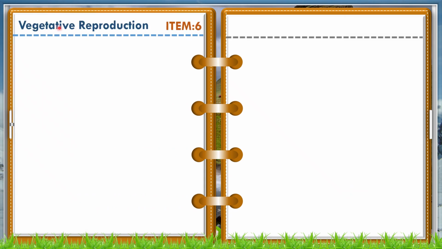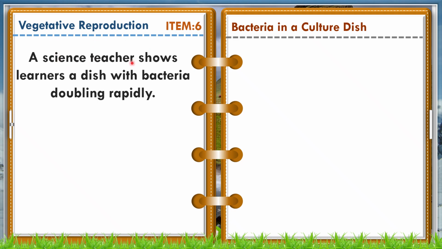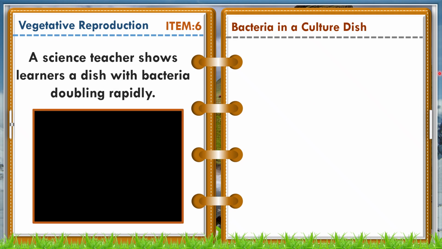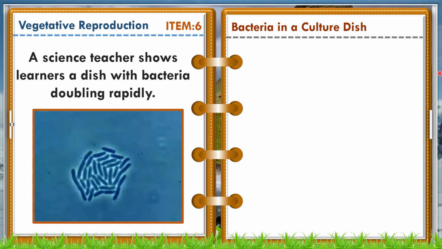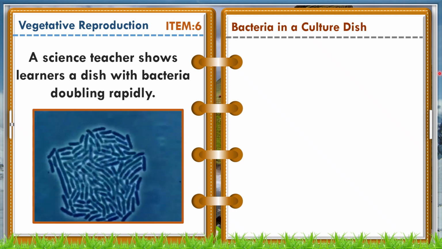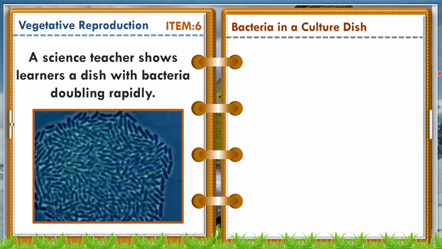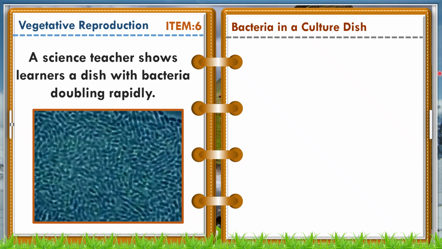We are still on vegetative reproduction, item 6. Let's now look at the bacteria in a culture dish. A science teacher shows learners a dish with bacteria doubling rapidly. Bacteria reproduce very simply and rapidly by doubling their contents and splitting in two. Just one bacterium, dividing every 20 minutes, could produce nearly 5,000 billion bacteria in one day.